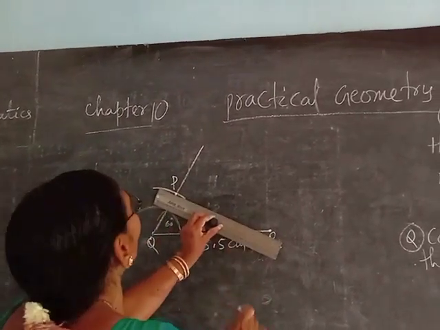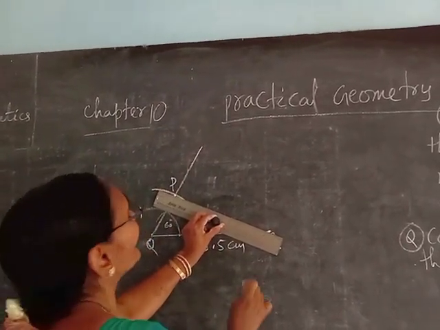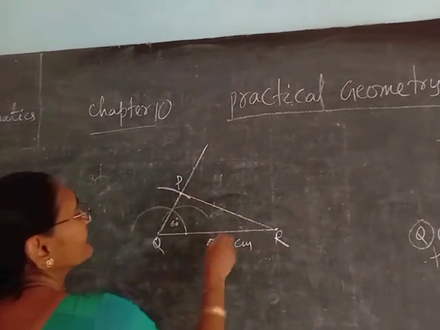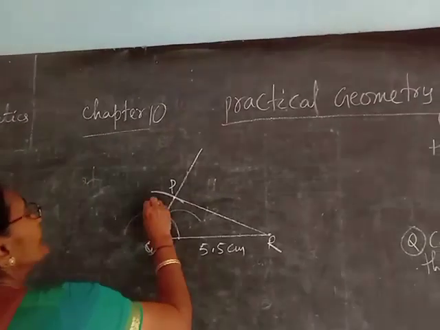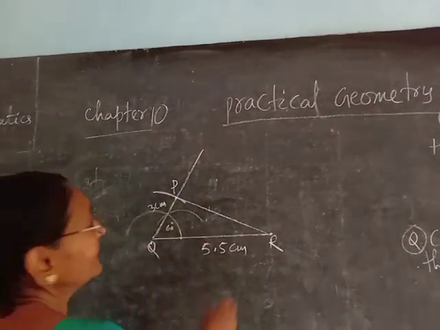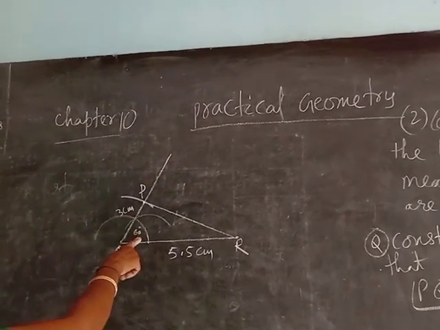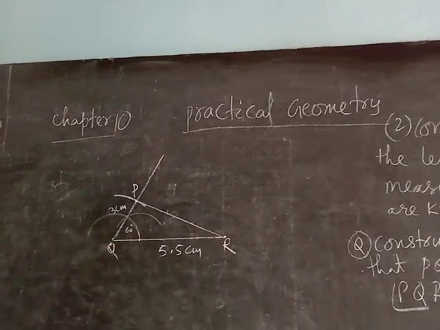Now this point P and point Q, R, these 2 points you will join. See, this is the required triangle PQR. This is 3 centimeter. This is the required construction of the triangle with 2 sides and the angle between them. This much for today.